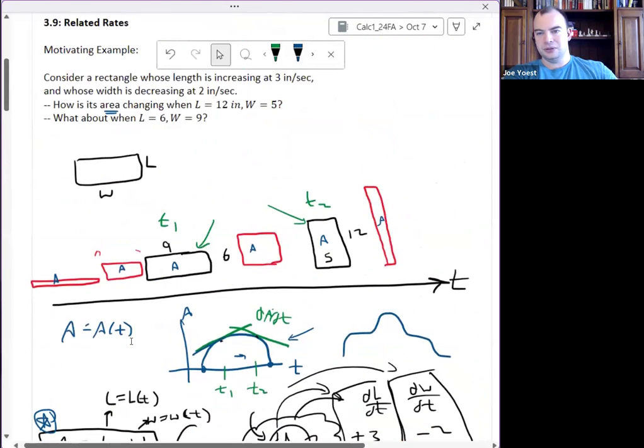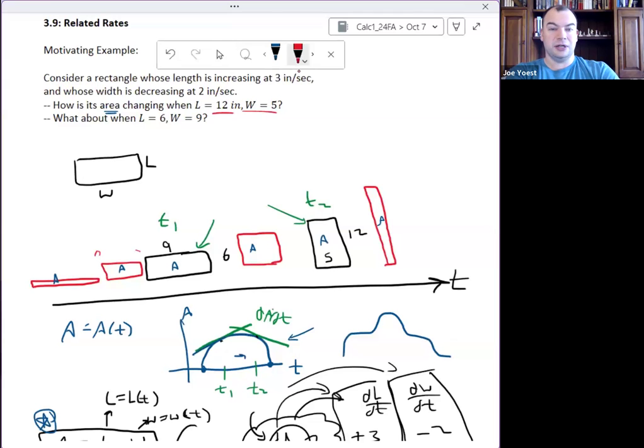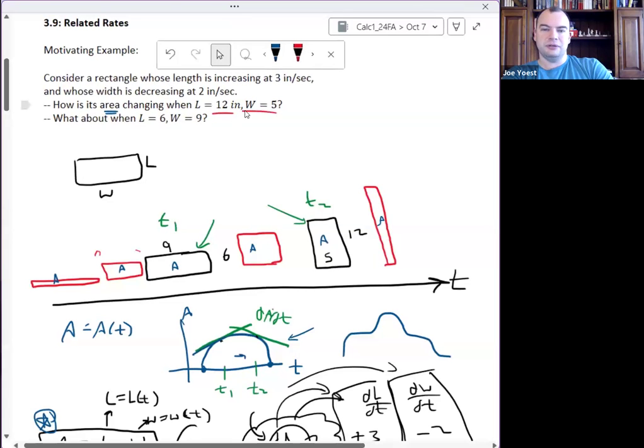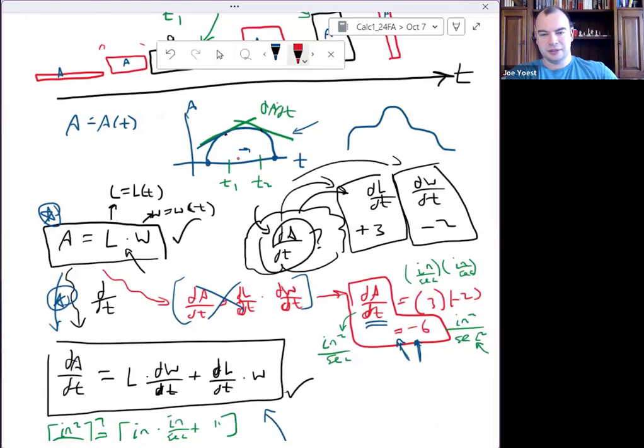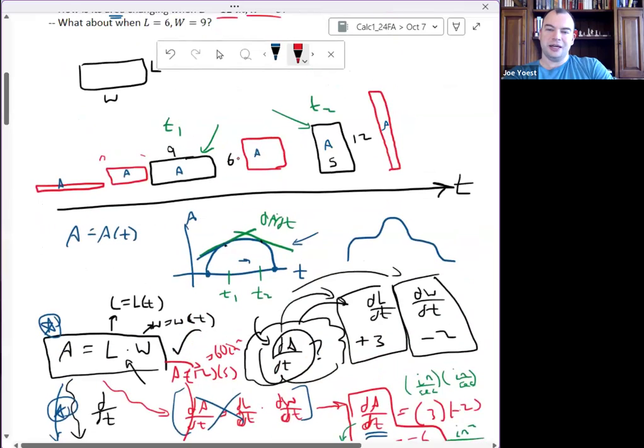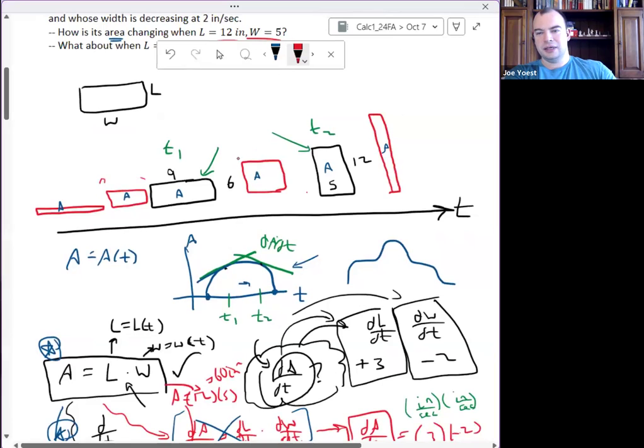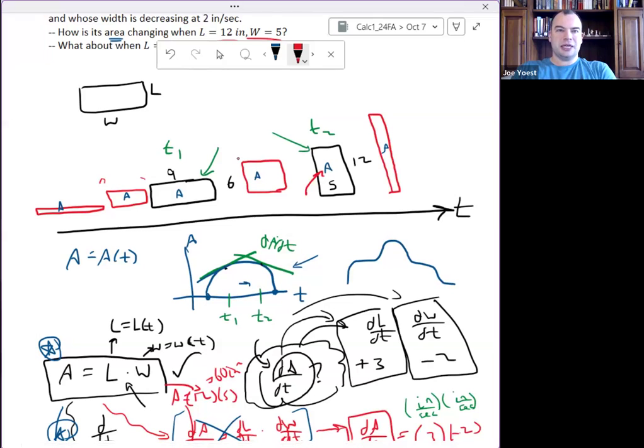Another thing that folks sometimes try to do is plug in the constants too early. If I had tried to plug in 12 and 5 here, and then somehow get to dA/dt, well, now I just get A is 60 square inches. Okay, that gives me the actual area at this point, but now I've set that in stone.